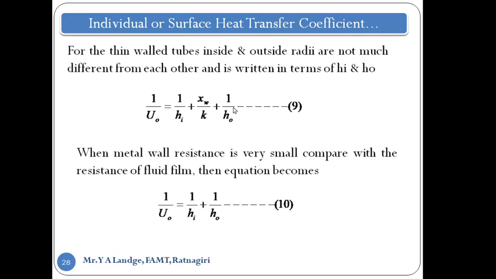Sometimes, if the thickness is very small, or the resistance created by the metal wall is very less, in that case we again neglect this part, and we write the equation as 1 upon Uo is equal to 1 upon Hi plus 1 upon Ho, and this is equation number 10. In the first case, we neglect the radii, as we consider the inside and outside radius almost the same. Then we neglect the metal wall resistance because it is very thin and the resistance created by this wall is very less, and in that case we write the formula in this form.